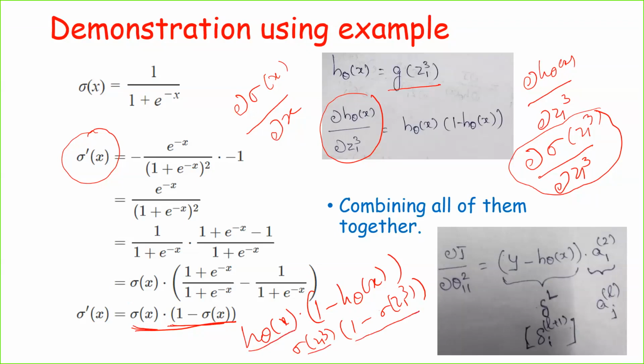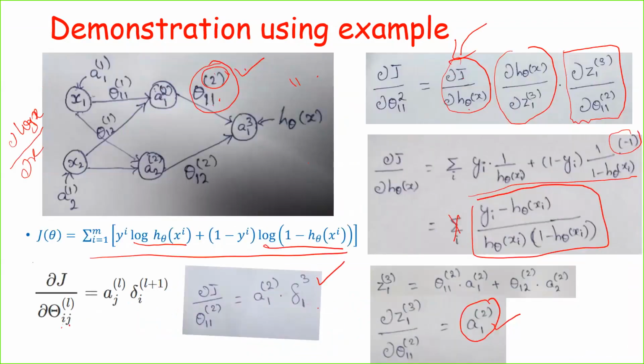Sigmoid of z13 is h theta of x, so h theta of x times 1 minus h theta of x. Please remember that. So the second term is h theta of x times 1 minus h theta of x, whereas for the first term, this h theta of x times 1 minus h theta of x is in the denominator. So this and this will get cancelled. And what you will get as a result? y minus h theta of x times a12.